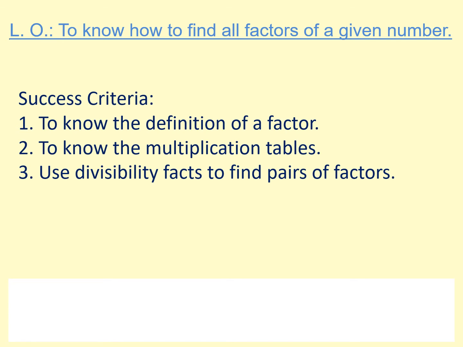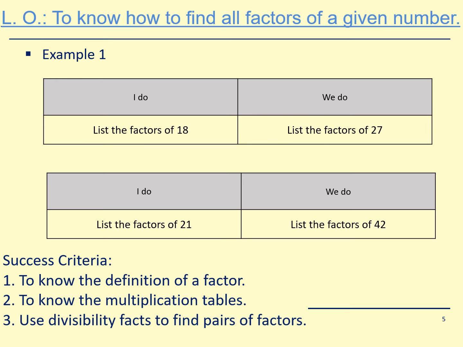But before we look at examples, I want you to know what the success criteria are for today. So, first success criteria is to know a definition of a factor. Second, to know the multiplication tables. And third is to use divisibility tests to find pairs of factors.